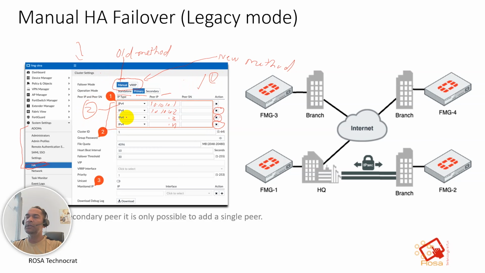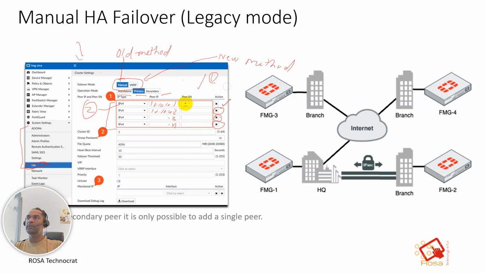Mostly organizations have only 2 FortiManagers. Very rarely, very big organizations with many branches and locations across the world will have multiple FMGs spread across the geography. In that case you can configure all of them. For a normal scenario, you just need to have 1 configured. You have to define the peer IP and the peer serial number.